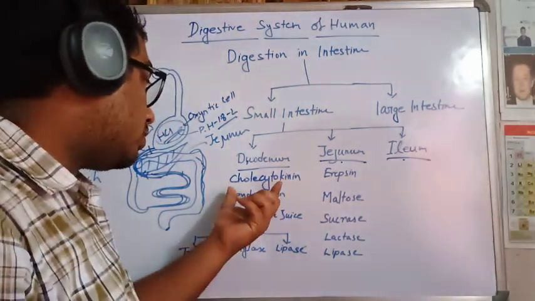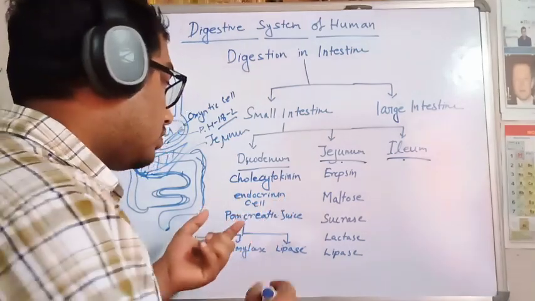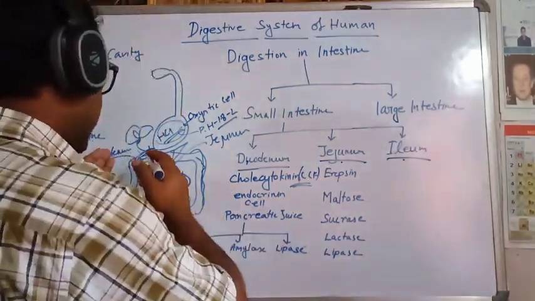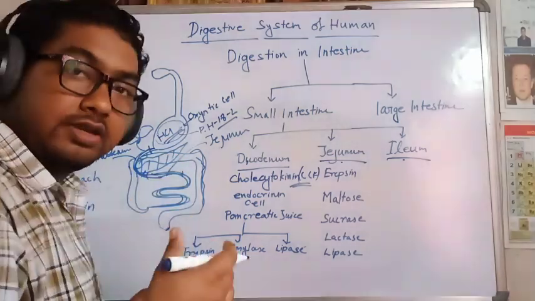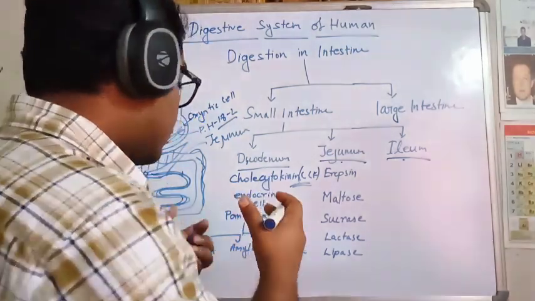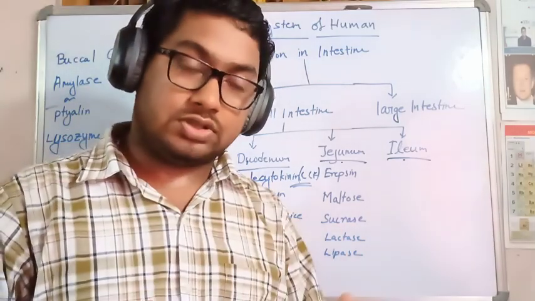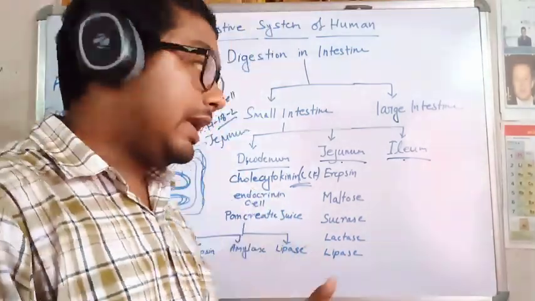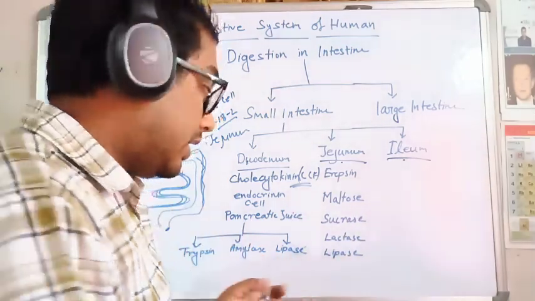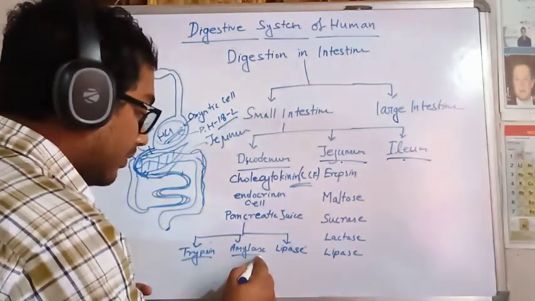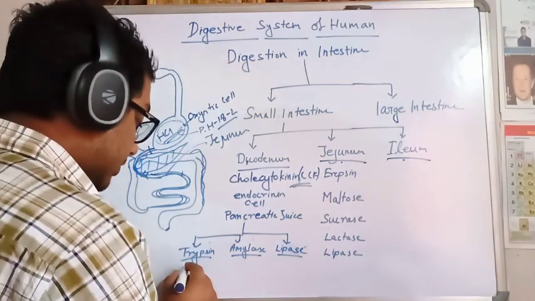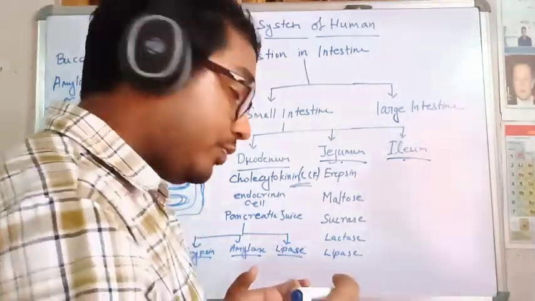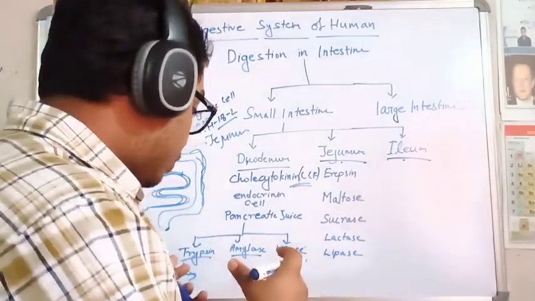In the duodenum there is a hormone called cholecystokinin, also called CCK. It induces the gallbladder and pancreas to release bile juice and pancreatic juice. Bile juice emulsifies fats into small granules. In pancreatic juice, three enzymes are found: trypsin, amylase, and lipase. Trypsin converts protein to peptone.